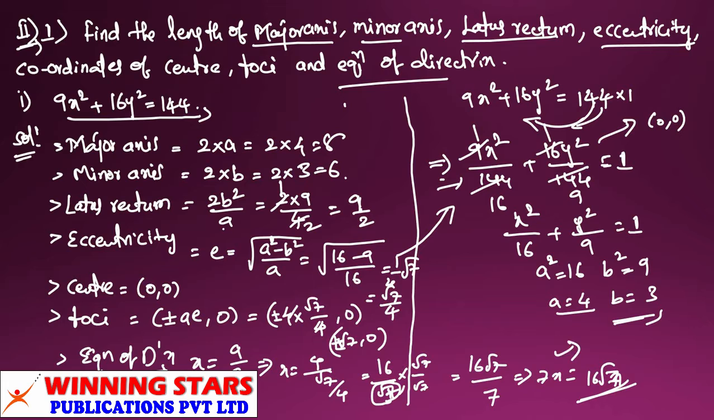Now moving to the next one. If you want, you can also leave it as root 7 x is equal to 16. No problem, you can do it either way. Now the first one is over. Moving to the second one, that is also very important. Here the second question is given, and the solution.